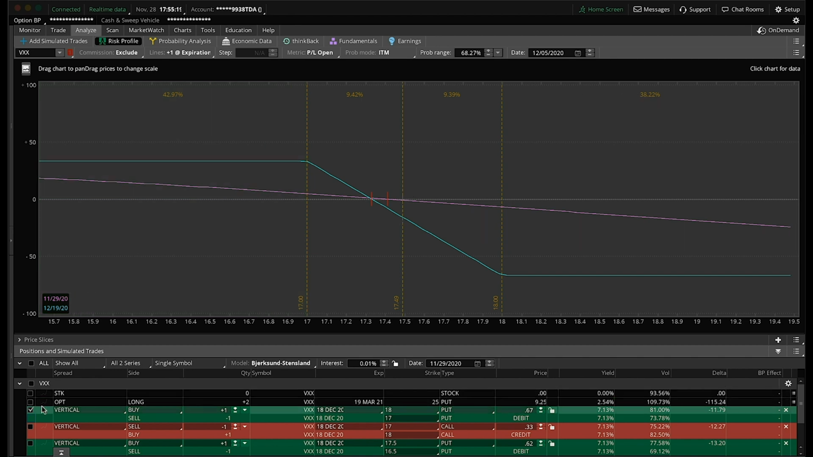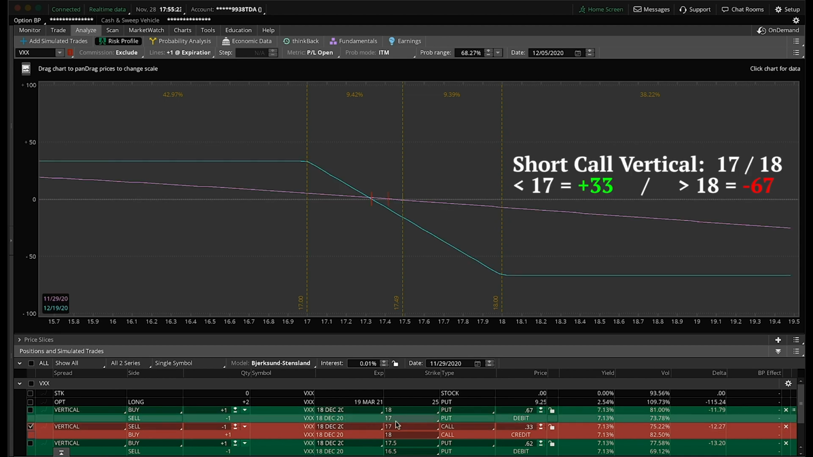But now if we want to do the short call vertical using the same strikes, now we can short the 17 call and we can buy the 18 call. So we are short the 17, below that is maximum gain, and then we're long the 18. That makes it a defined risk trade, and above 18 is the maximum loss. But again, you can see here, today's price is right there in the center, and if VXX doesn't go anywhere in the next month, then this trade will also lose $15.